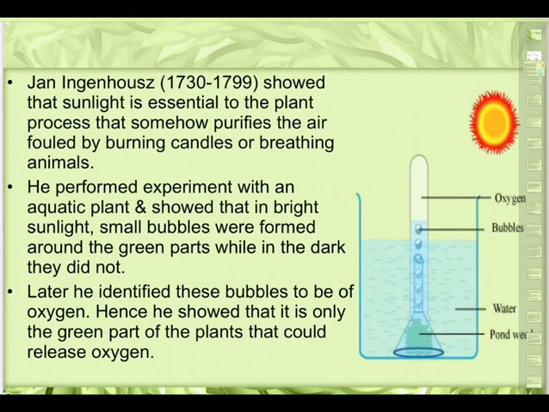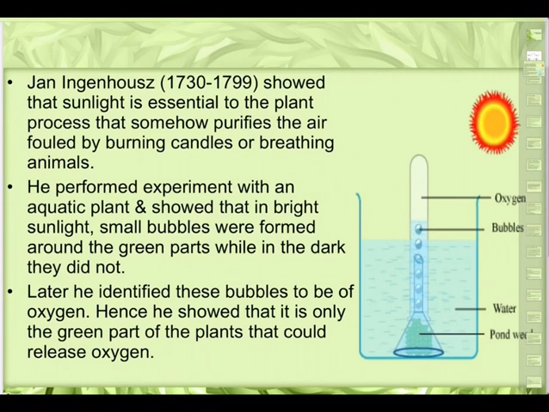So he did this beautiful experiment. All of you individually will be doing this experiment in our lab also. So what is that? John Ingenhousz showed that sunlight is essential to the plant process that somehow purifies the air fouled by burning candles or breathing animals. He performed the experiment with an aquatic plant, the algae we will take, and showed that in bright sunlight small bubbles formed around the green parts while in the dark they did not. Later he identified these bubbles to be oxygen.